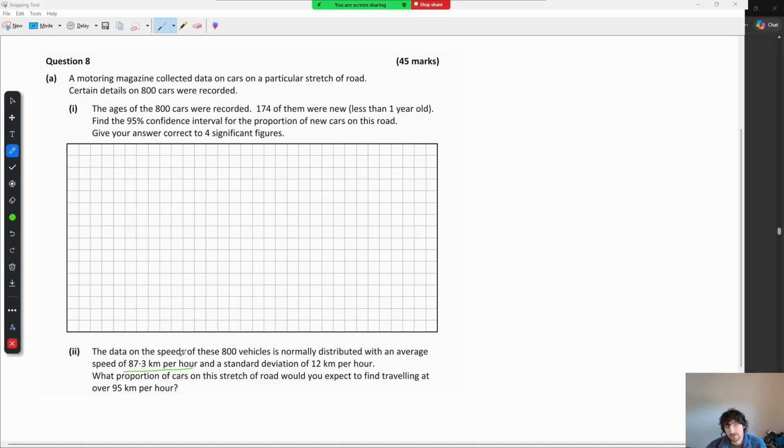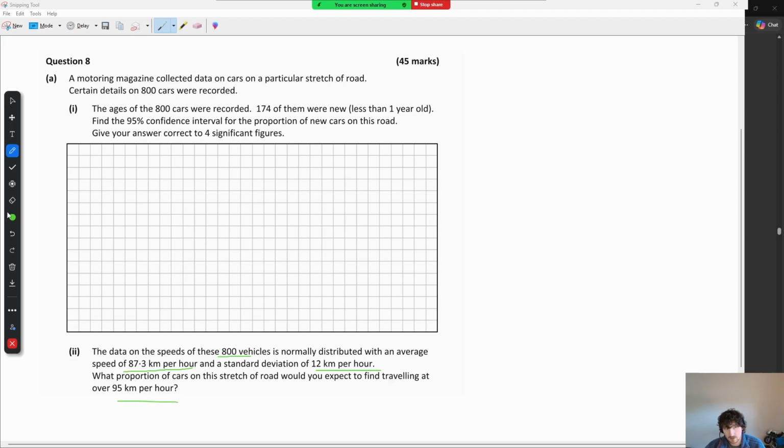So they have sort of told us that that's an X bar, okay? So absolutely, this is a sample. This isn't all the cars that ever drive on this road, okay? That is still a sample, and this is a sample mean, fair enough, okay? And the sample had this standard deviation.